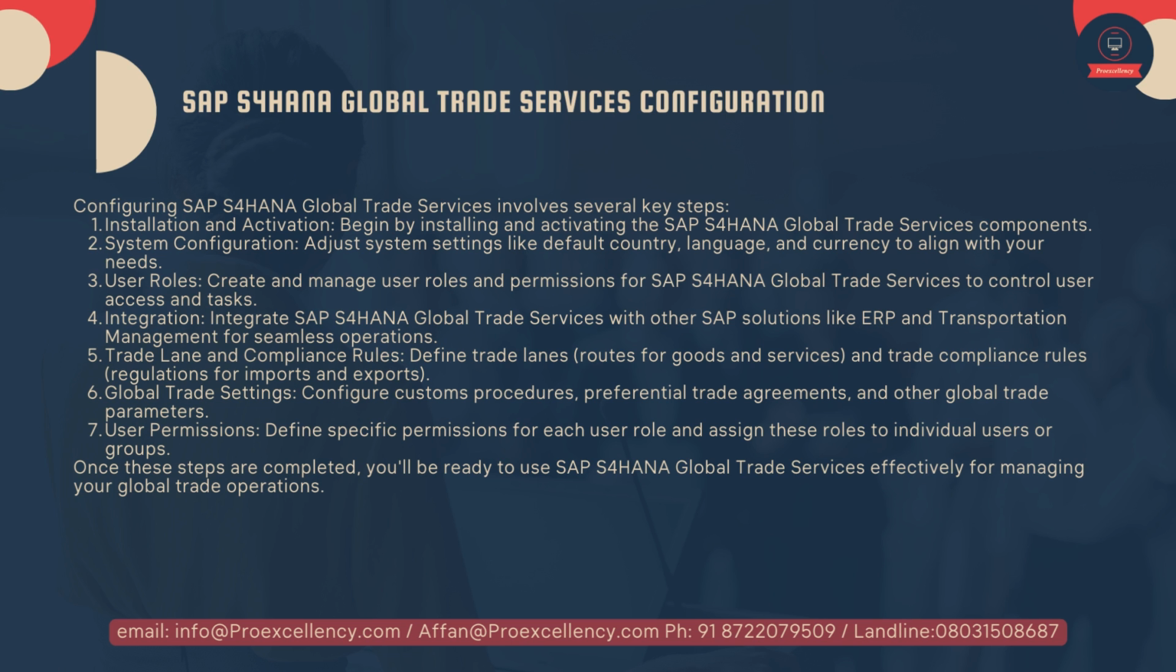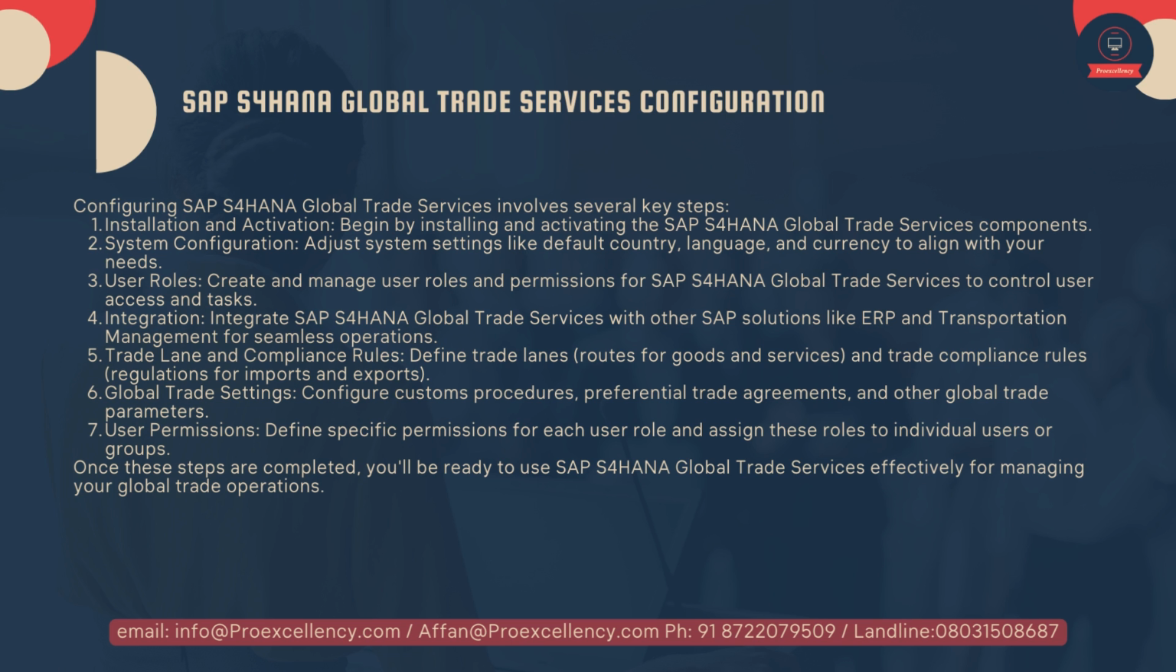User roles. Create and manage user roles and permissions for SAP S4hana Global Trade Services to control user access and tasks. Integration. Integrate SAP S4hana Global Trade Services with other SAP solutions like ERP and transportation management for seamless operations. Trade lane and compliance rules. Define trade lanes, routes for goods and services, and trade compliance rules, regulations for imports and exports. Global trade settings. Configure customs procedures, preferential trade agreements, and other global trade parameters.